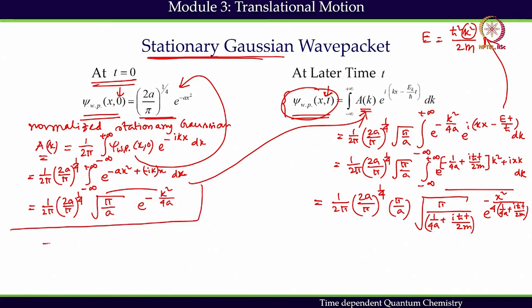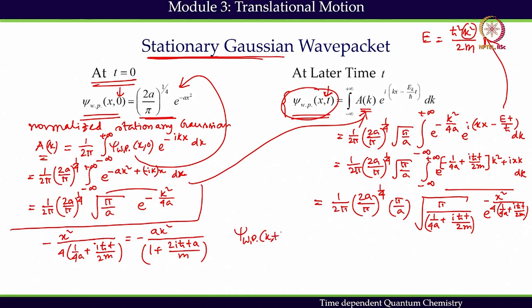This part, minus x square by 4 into 1 by 4a plus i h cut t by 2m, this can be written as ax square divided by 1 plus 2i h cut t a by m. We can write it down this way. So if we can write down, I'll be able to write down this psi Wavepacket x,t.